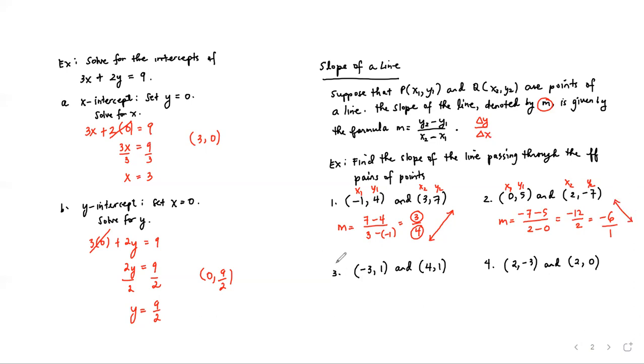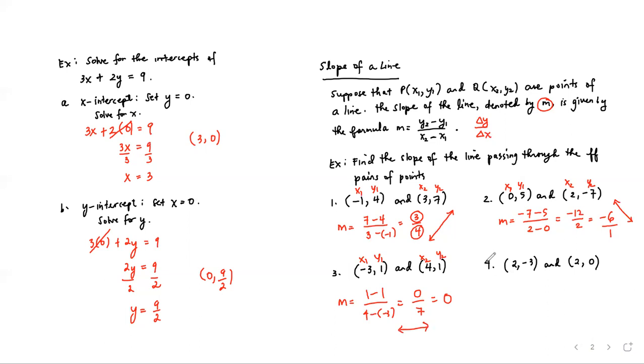Now, for our third example, to compute the slope, we have y sub 2 minus y sub 1, which is 1 minus 1, over x sub 2 minus x sub 1, which is 4 minus -3. So this gives us 1 minus 1 is 0 over 4 minus -3 is +7. So 0 over 7 is 0. So if the slope of the line is 0, it means that it is a horizontal line.